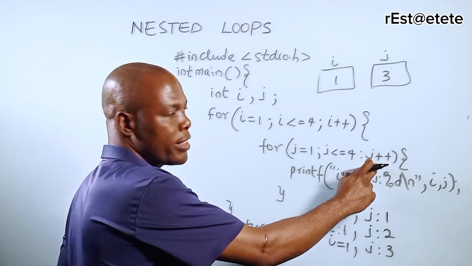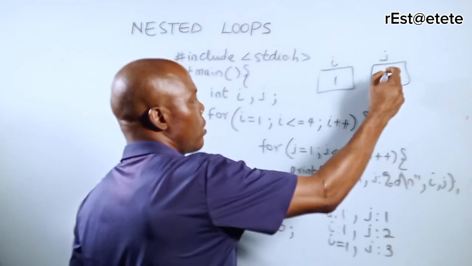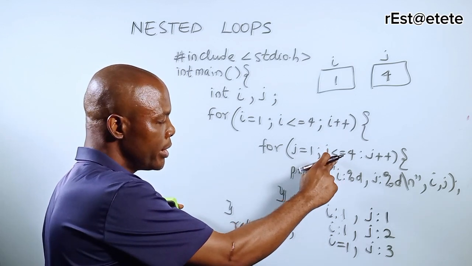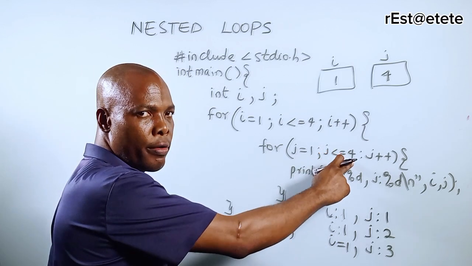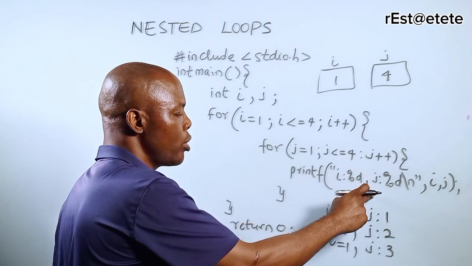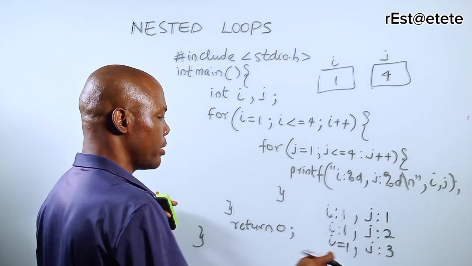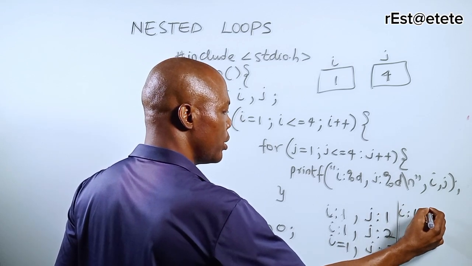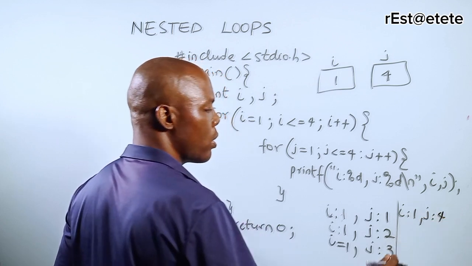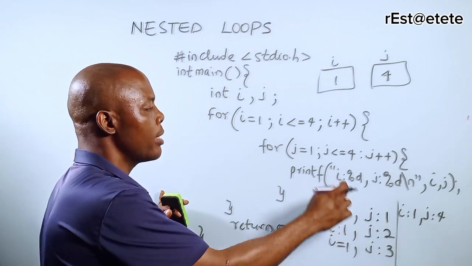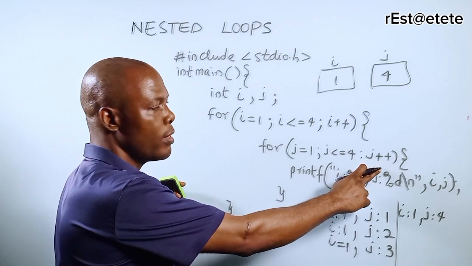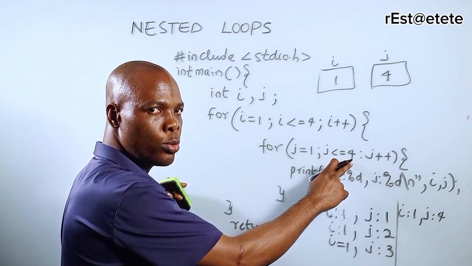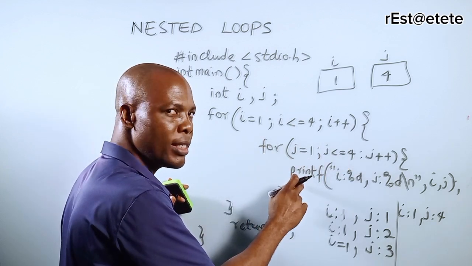Then it will increment J to 4. Then to test the condition, J 4 less than or equals to 4. 4 is now equals to 4. That is true. It will go in and then it will print I, 1, J, 4. So it will print out this. Then it will increment J to 5. Then it will test 5 less than or equals to 4. That is no longer true. Then it will come out of this inner loop.